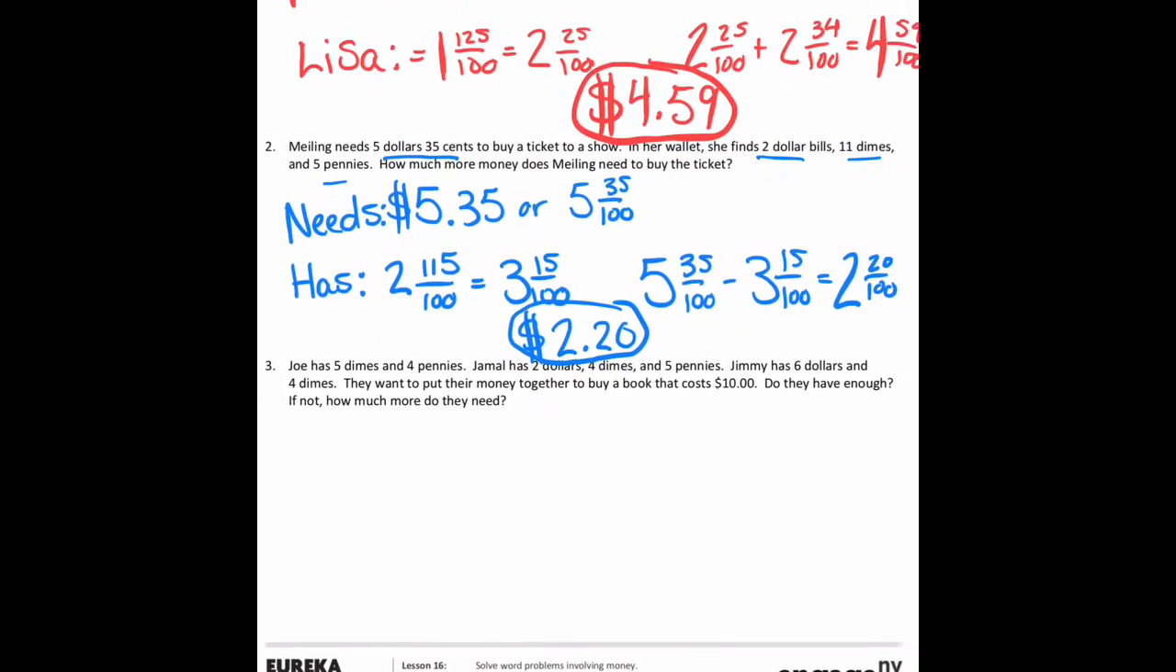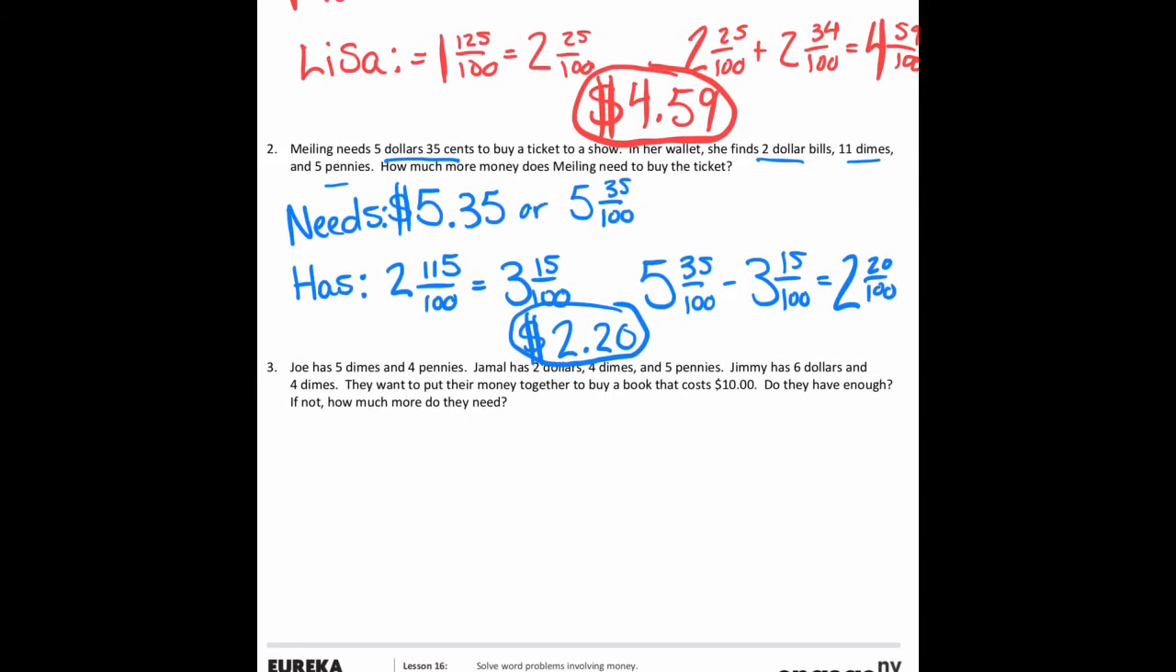Alright, let's look at number 3. It says Joe has 5 dimes and 4 pennies. Jamal has $2, 4 dimes, and 5 pennies. Jimmy has $6 and 4 dimes. And they want to put their money together to buy a book that costs $10. Do they have enough? If not, how much more do they need?